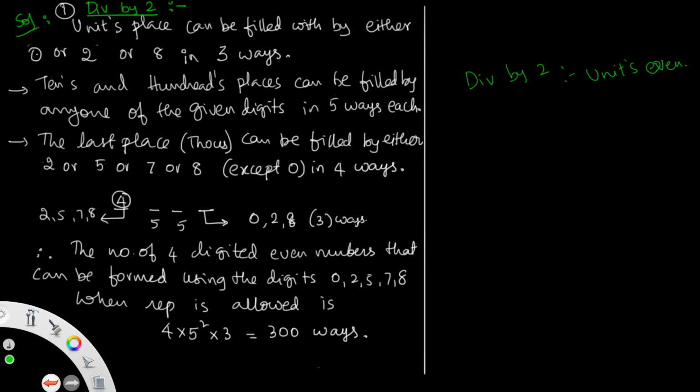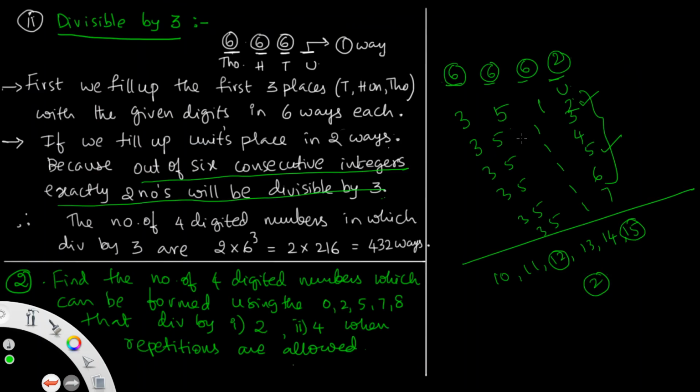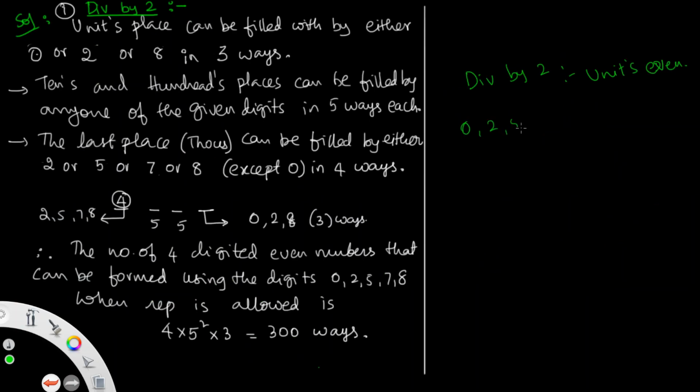The given digits are 0, 2, 5, 7, 8. To form a 4-digit number, the units place must be filled with an even number. The even numbers here are 0, 2 and 8. So this place can be filled with 2 or 5 or 8 in how many ways? 3 ways.